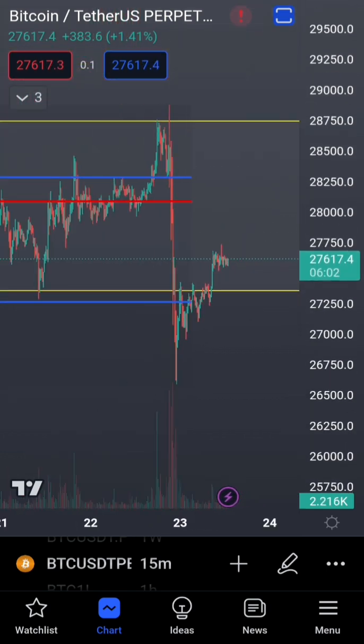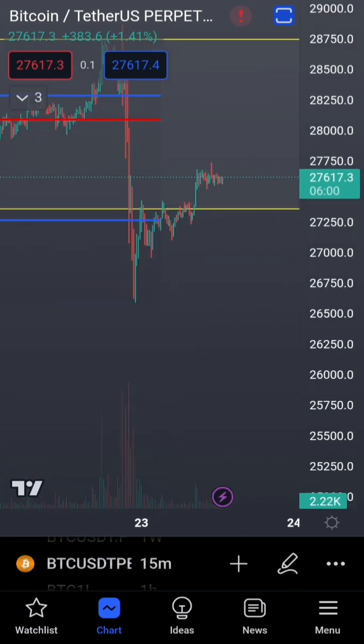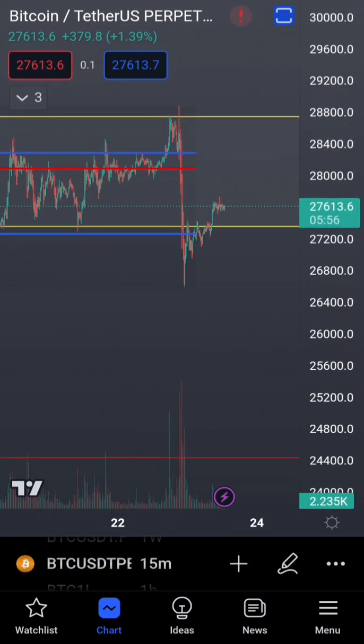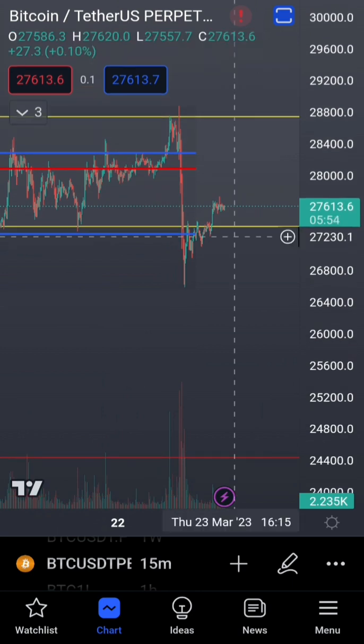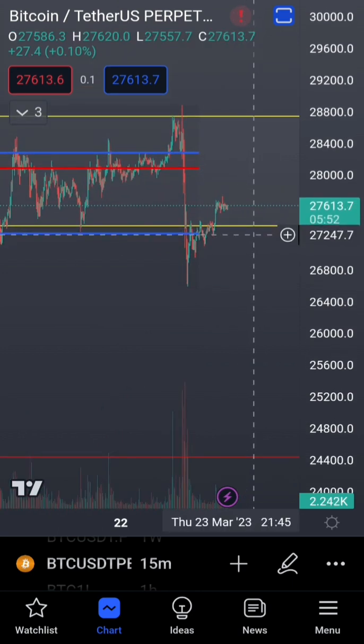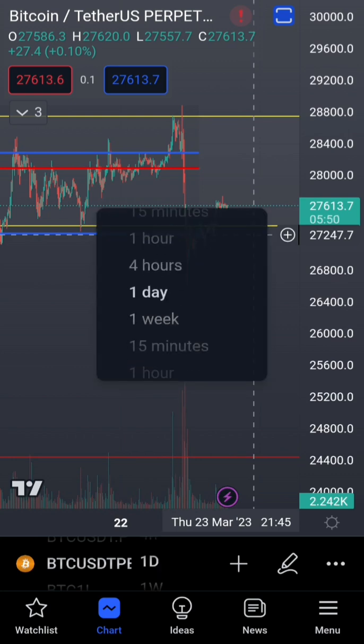We could have more legs to the downside for Bitcoin, and my level to watch is that value area high, that I was, value area low over here. If we lose it, then we're looking for lower, 27,250.